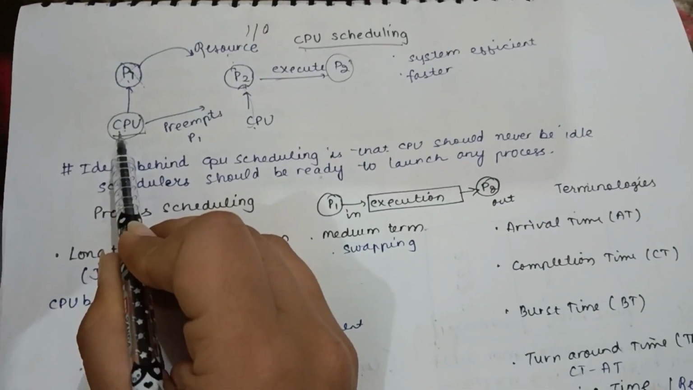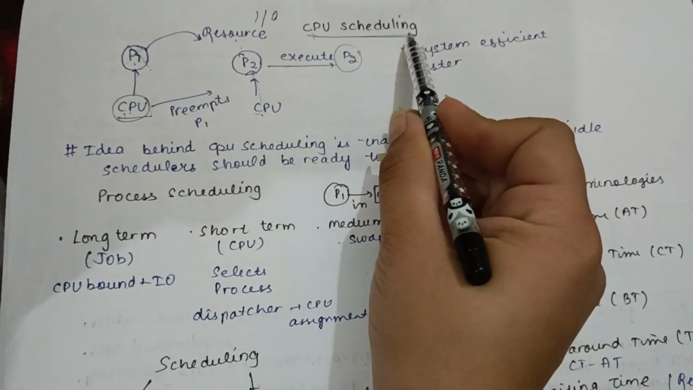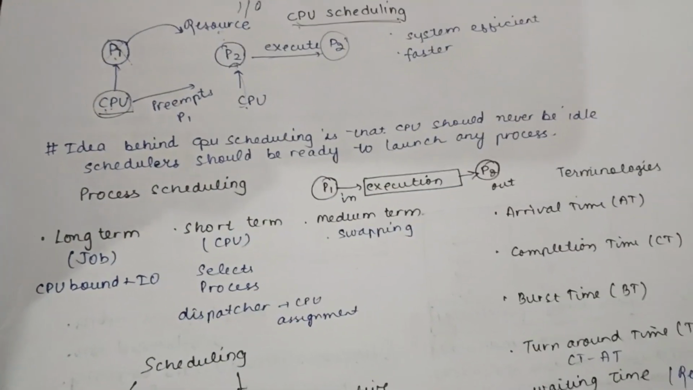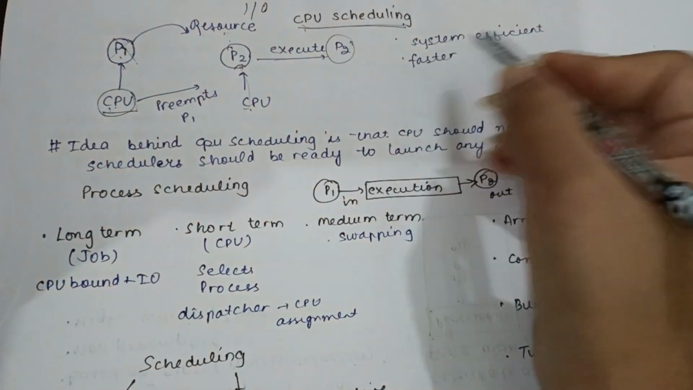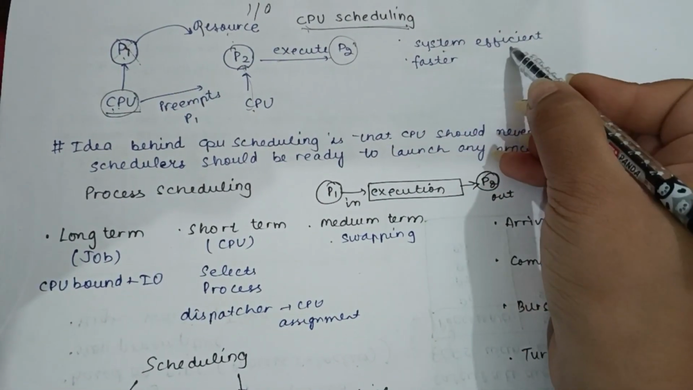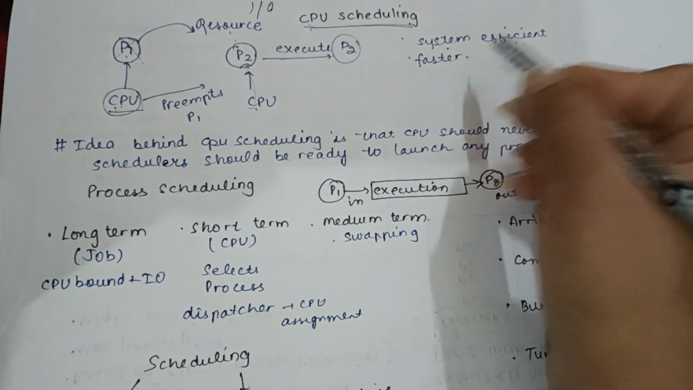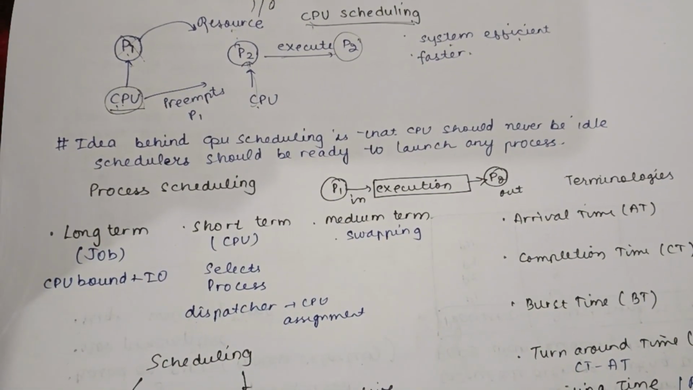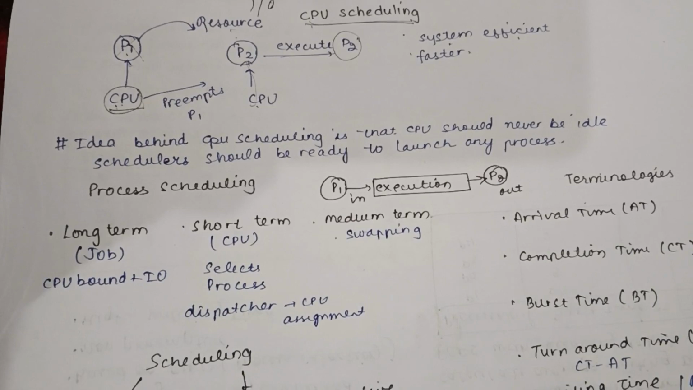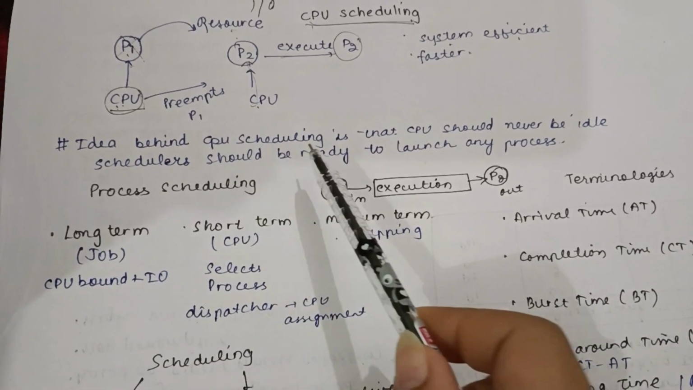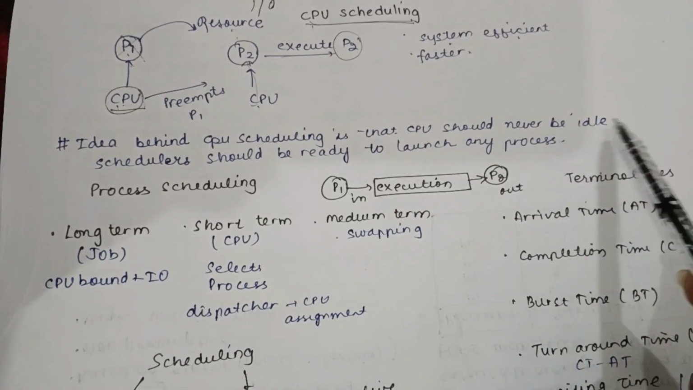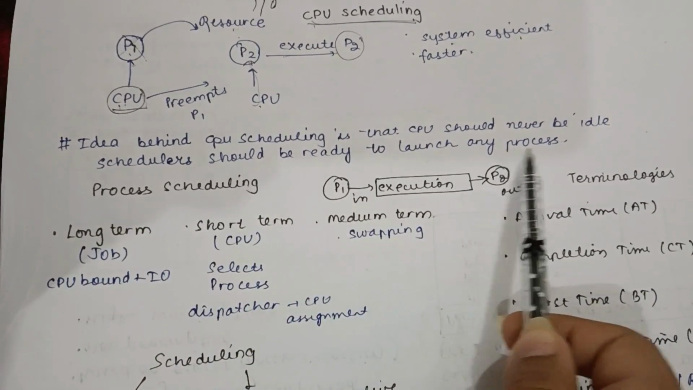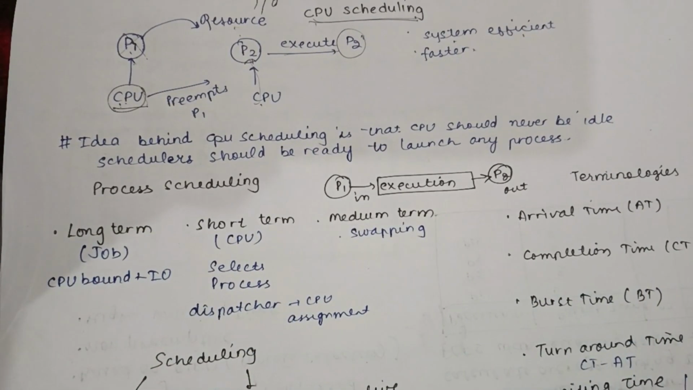This is the main philosophy behind CPU scheduling, where the concern is that the CPU should not be idle at any time. The advantages are that the system becomes more efficient and faster, because we are going to execute more processes instead of executing a single process. So the idea behind CPU scheduling is that the CPU should never be idle and the schedulers should be ready to launch any process at the time when the CPU is idle.